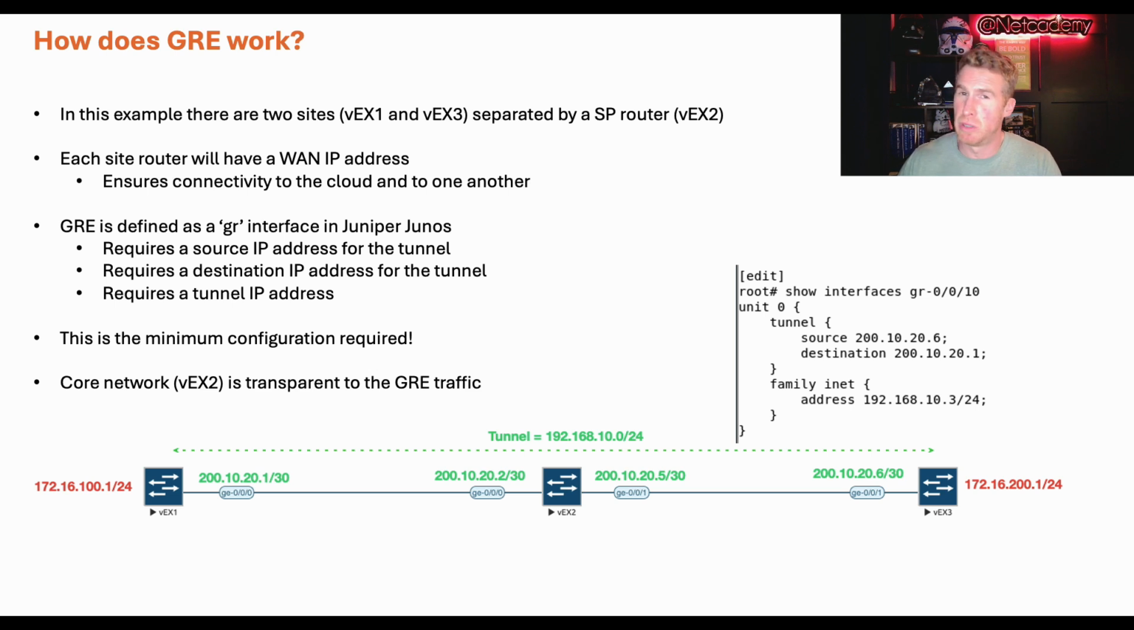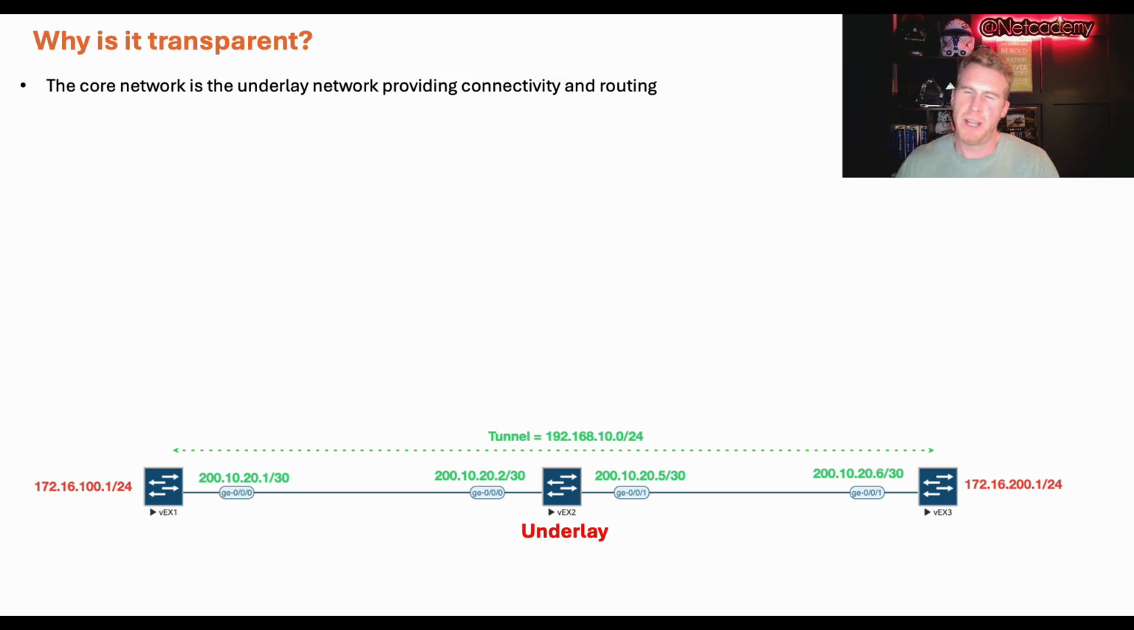But this is absolutely, regardless of vendor, the minimum configuration that is required. And because we're tunneling over the service provider's network, tunneling over VEX2's network, it's completely transparent. It doesn't see this GRE tunnel. It just doesn't see this tunnel's source and tunnel's destination IP address. But why is it transparent? Why did I just say that VEX2 cannot see the packets belonging to the GRE tunnel and the inside information? I'll come on to that.